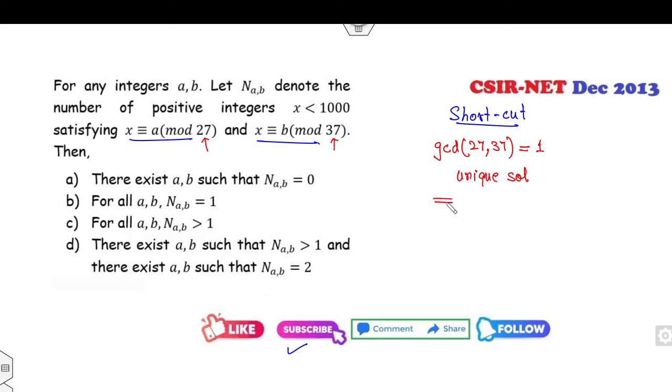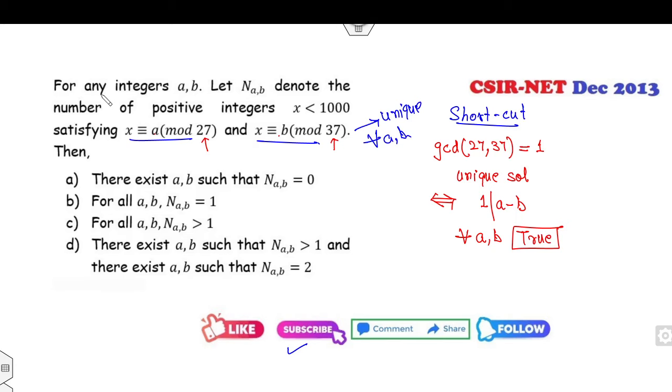This if and only if whatever the GCD is, it must divide a minus b. Fine. So for what value of a minus b? You can see 1 always divides. It is true for all a and b, because whatever the numbers a and b, 1 always divides them. So that means this equation has a unique solution for all a and b.